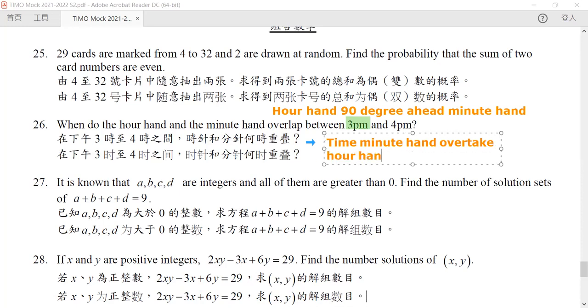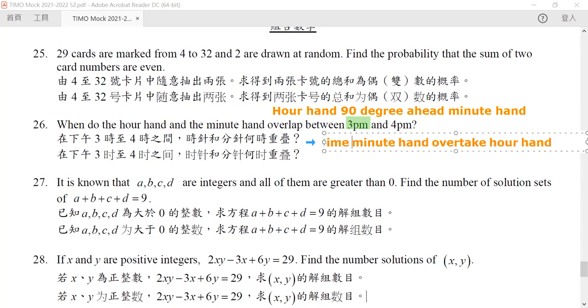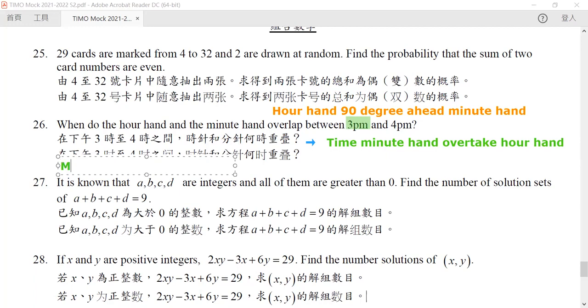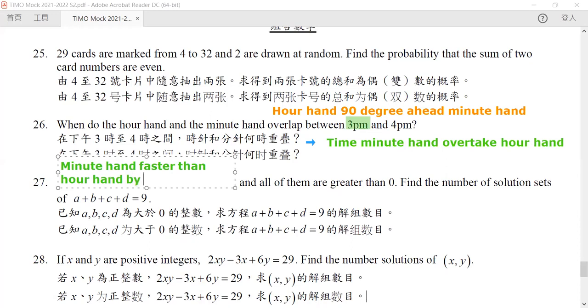What's the time? Because we know that the minute hand is always faster than our hour hand. The minute hand is faster than our hour hand by how much? By 5.5 degrees per minute.